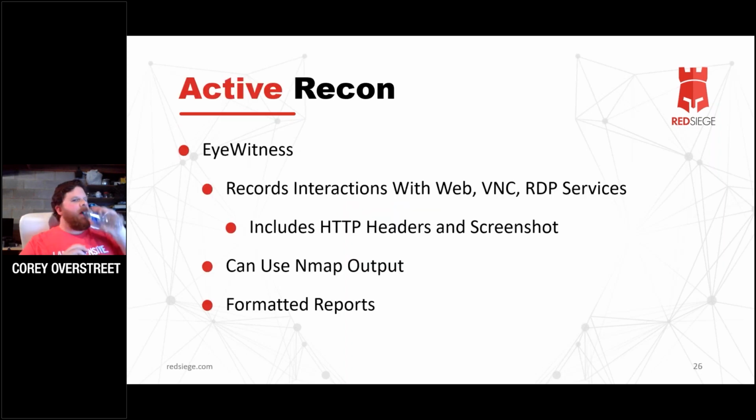So first up is Eyewitness. It's a tool by Chris Trunzer over at 40 North Security. It records interactions with web services, VNC, and RDP. So you can feed it a list of domain names, IP addresses, and you can actually pick which ports you want it to check for if those weren't immediately obvious from scans or other information you've gathered before then.